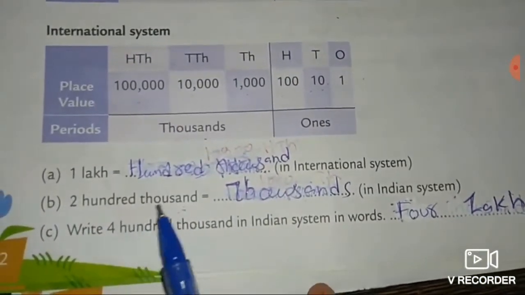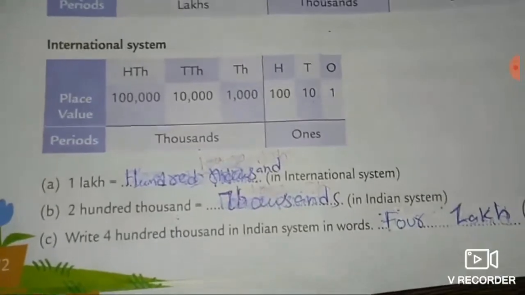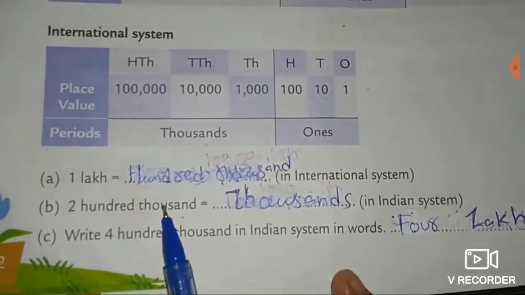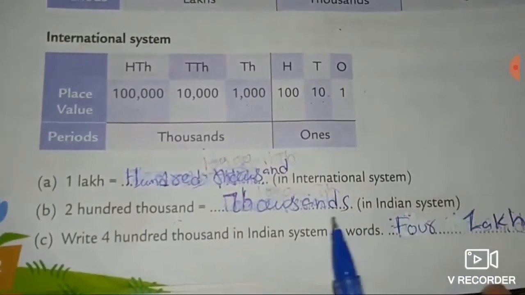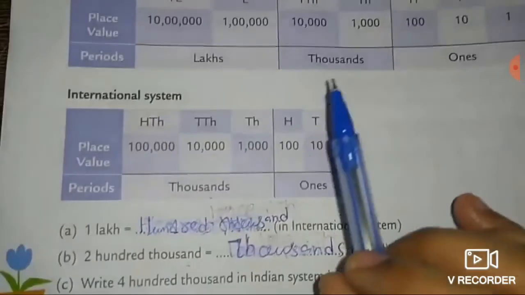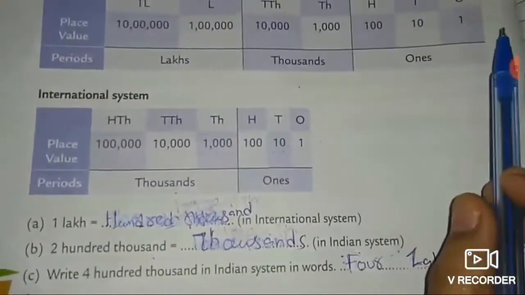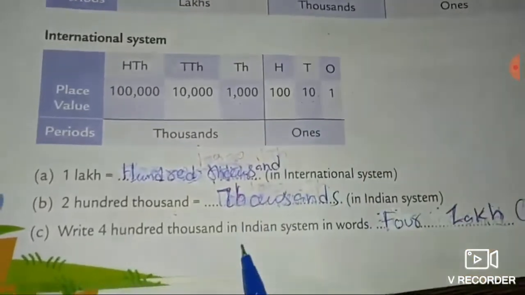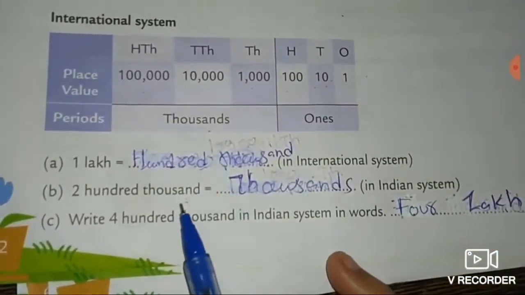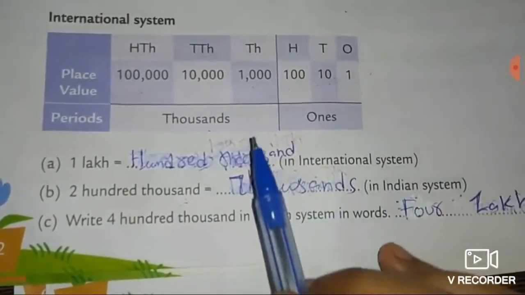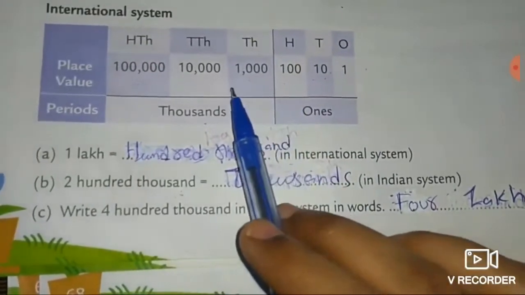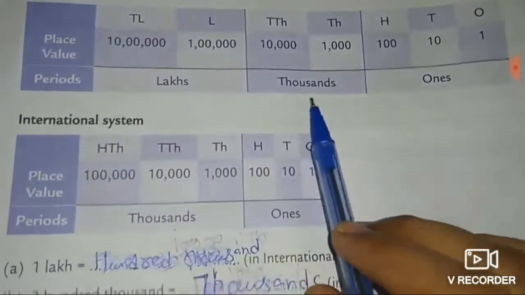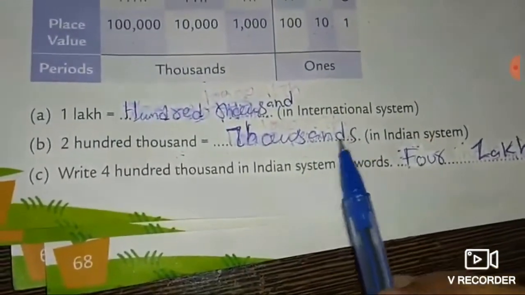Next, 200,000 equals dash in the Indian system. So you can find 200,000 in the international system converted into the Indian system. So ones, tens, hundreds, 100,000, and 200,000 is also there. So in the international system 200,000 is there, but in the Indian system the period is thousand. Ones, tens, hundreds, thousands, and the same in the Indian system. Then write in the Indian system, thousand.